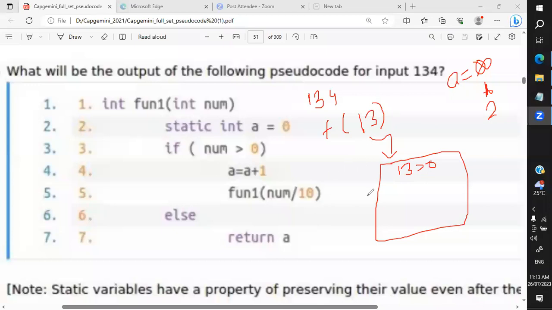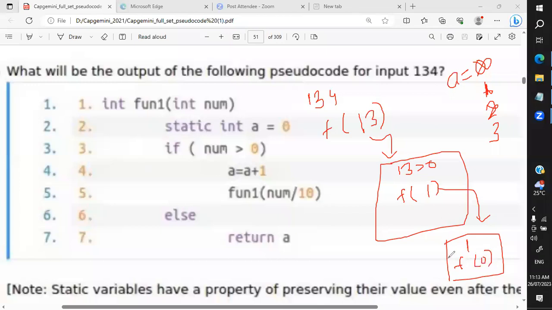That's number of digits only. How is it getting calculated? Just understand that. Then we are again calling fun1 of num by 10. That means 13 by 10. What is 13 by 10? 1. It will call the function with 1. In this block, num value is 1. Now 1 greater than 0, is it true? Yes. Enters inside, A equal to A plus 1. A value will become 3. Then we are calling the function again with num by 10. That means 1 by 10. 1 by 10 is 0.